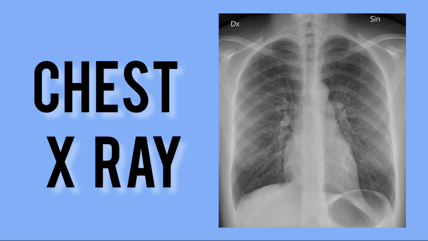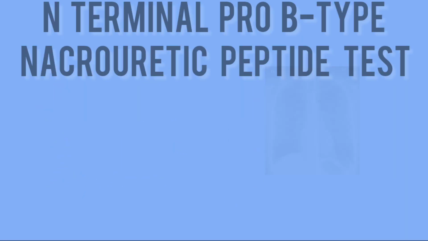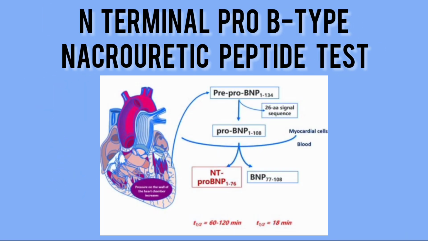Next is chest X-ray. It identifies the cardiomegaly, that is enlargement of heart. It is essential to identify the carditis in the patient, and it also helps to understand pulmonary congestion. N-terminal pro-B-type natriuretic peptide test is a blood test used to evaluate heart function, especially in case of heart failure.